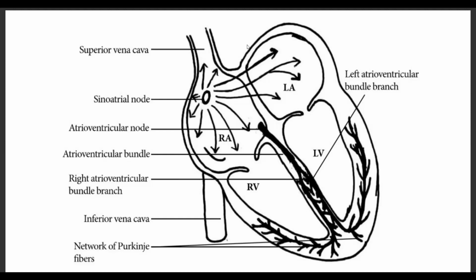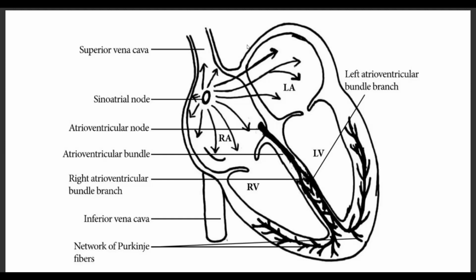These AV bundle branches and Purkinje fibers transmit the electrical impulse from the AV node to the apex of the myocardium. So as a result of that impulse, a wave of ventricular contraction begins. Right? This contraction sweeps upward and outwards, pumping blood simultaneously into the pulmonary artery and the aorta. Right? That is how the conducting system of the heart works.